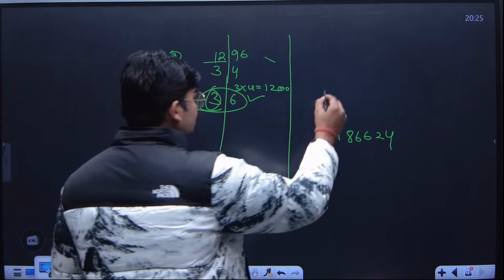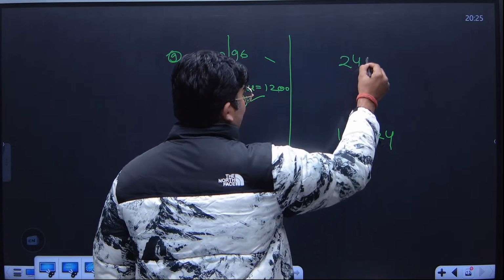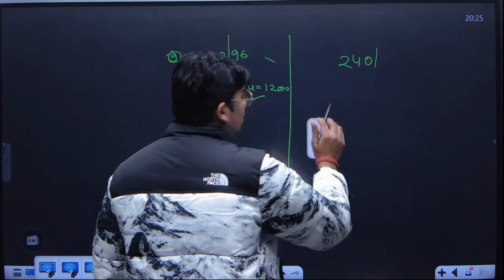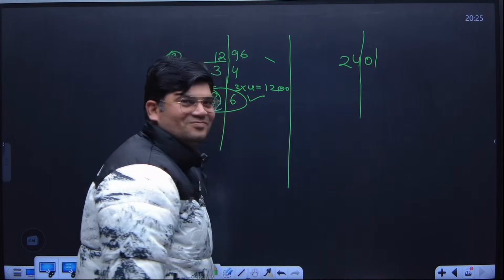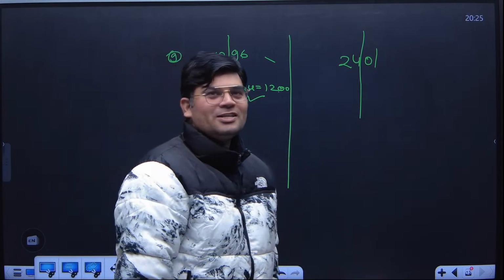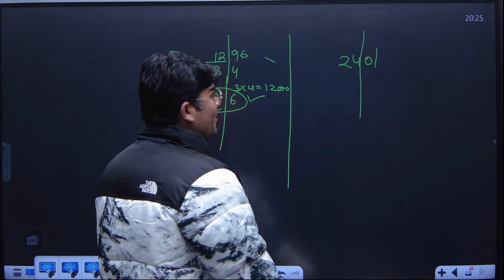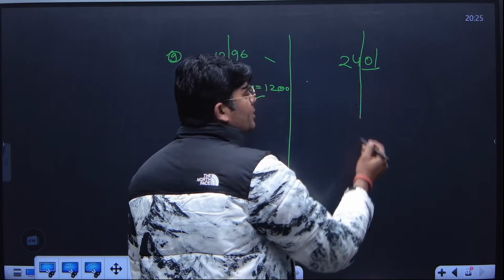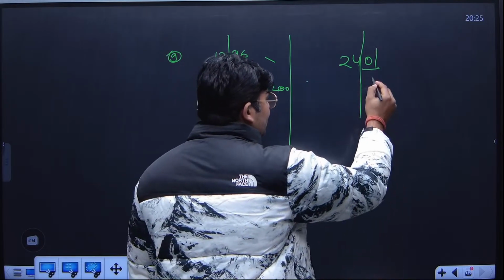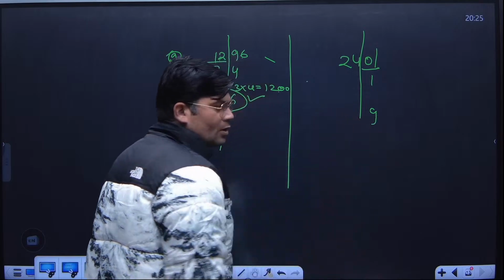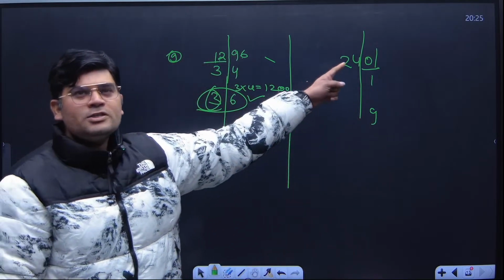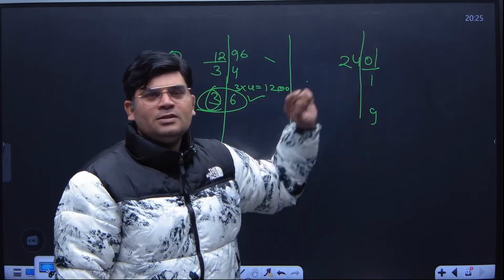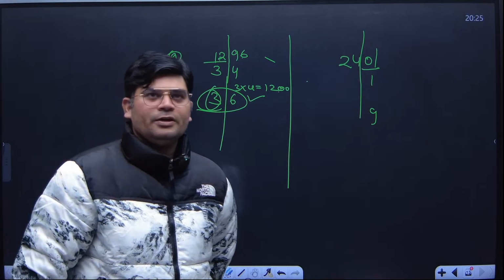2401. I already know that this is 49 square, but I will tell you how to find it. Now see this. With the last digits 01, what are the possibilities? The possibility is either this is 1 or 9. Why? Because 1 square ends with 1 and 9 square ends with 1. 9 into 9 is 81.